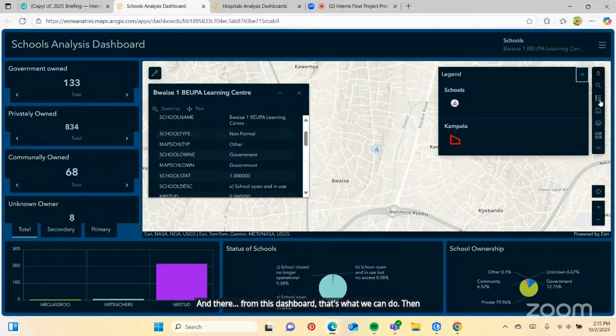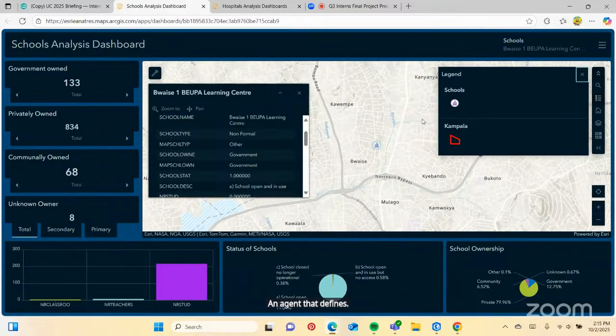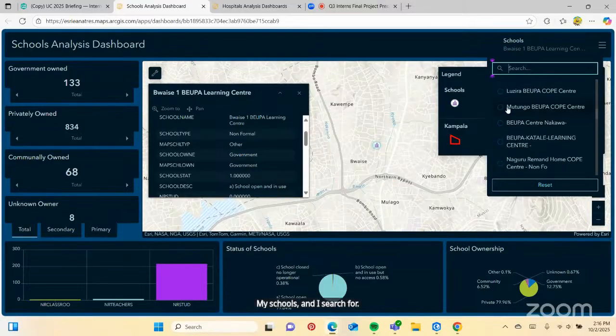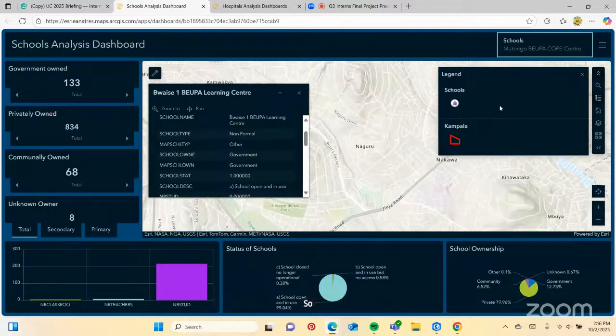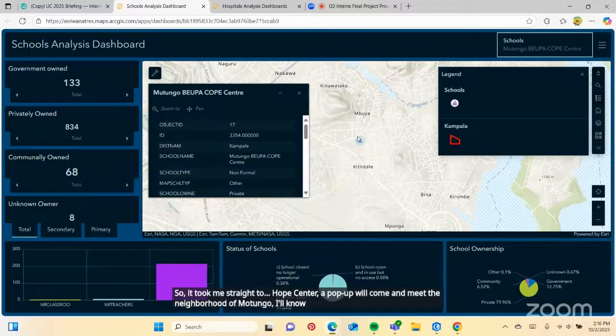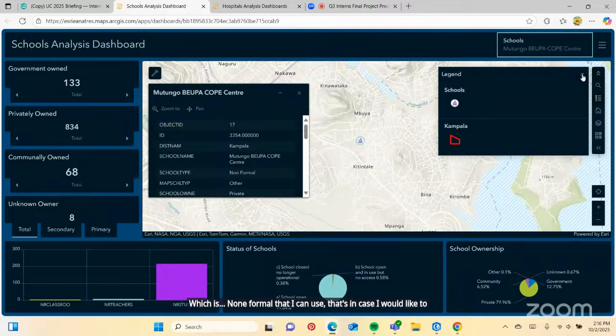Then we have a legend that defines what one has selected. Let's say I go to my schools and I search for Mutungo COP Center. It will take me straight to COP Center. A pop-up will come in, and as someone in the neighborhood of Mutungo, I'll know which school, which is non-formal, I can use in case I would like to gain a skill in a certain thing.